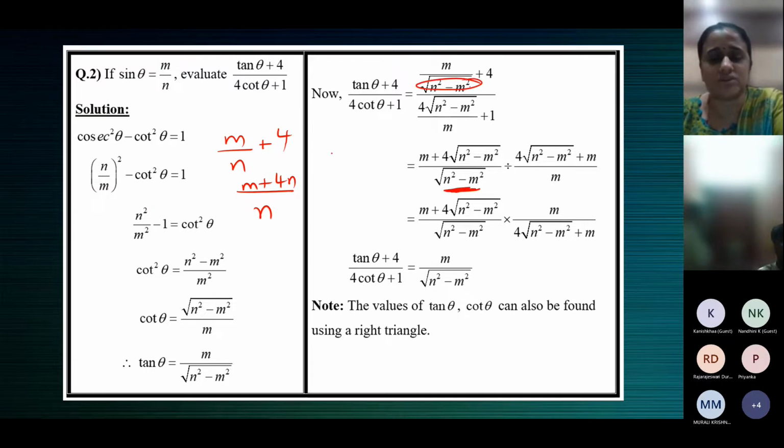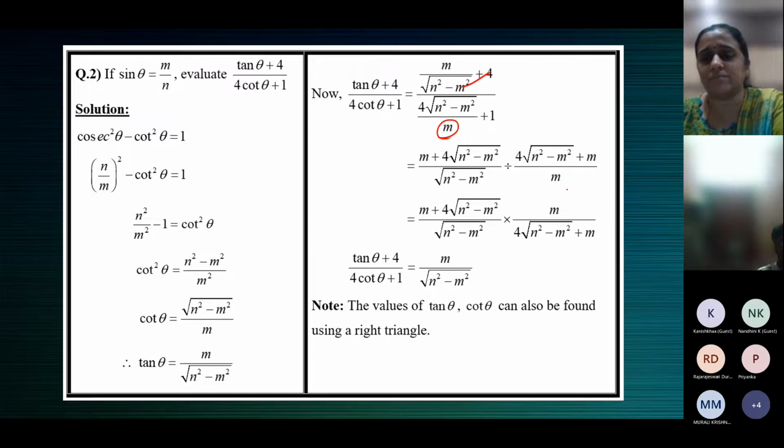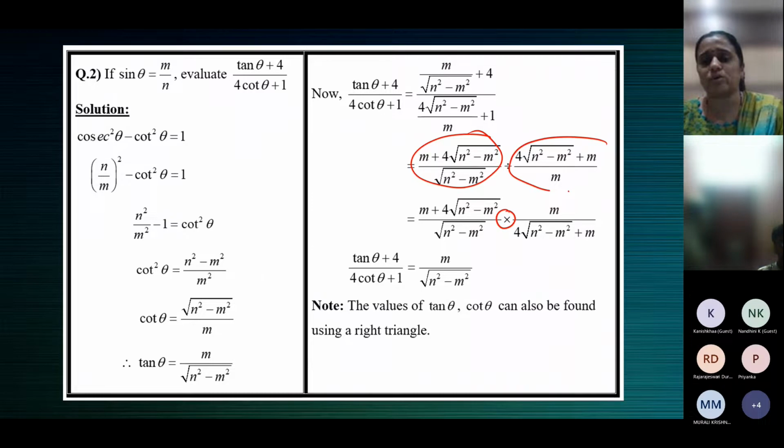m plus 4 into the denominator, 4 into root of n square minus m square, divided by, here the common denominator is m. So write 4 root of n square minus m square as it is, and then plus 1 into m. Simply LCM, children, the usual concept of LCM. Then I write this one as it is. Division becomes multiplication. Take the reciprocal of this one.